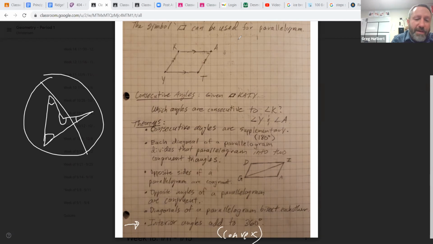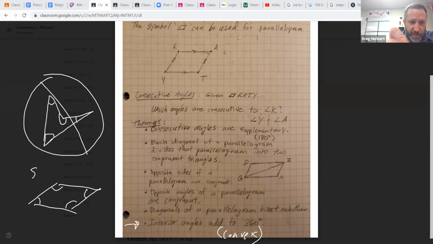But if it is convex, like our parallelograms are, I'll do a parallelogram. These pieces, angle, angle, angle, angle, add that all up. Its sum, I'm trying to write sum. My pen is floating in space out here. Okay, the sum is 360 degrees.